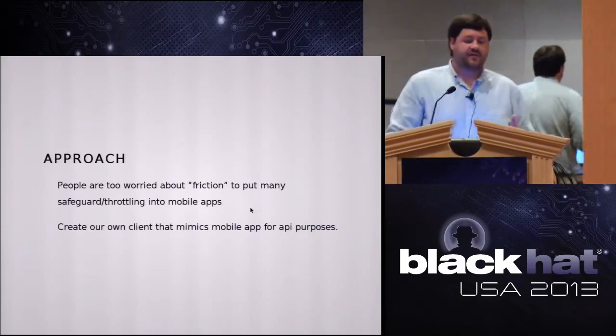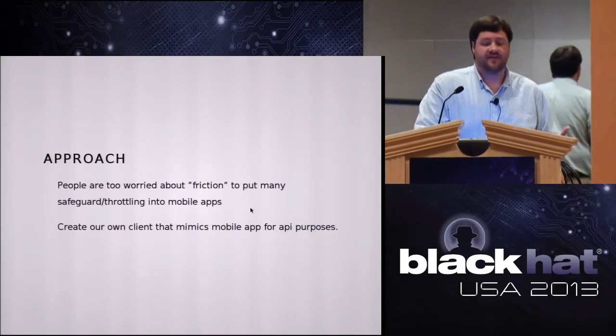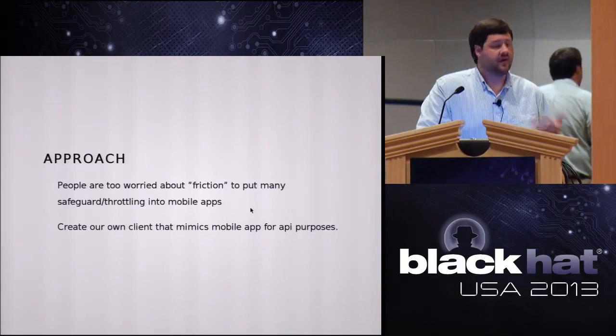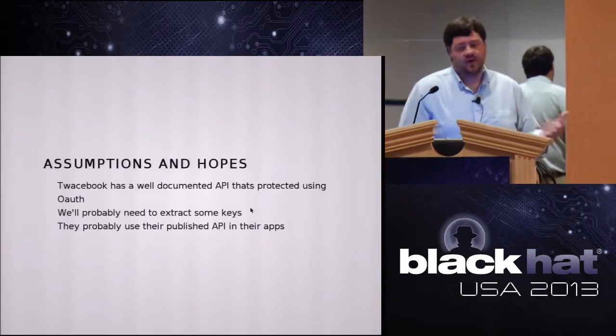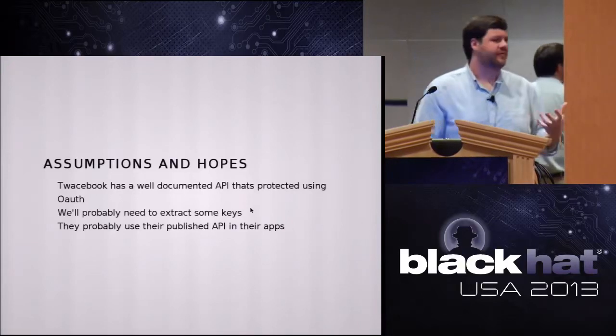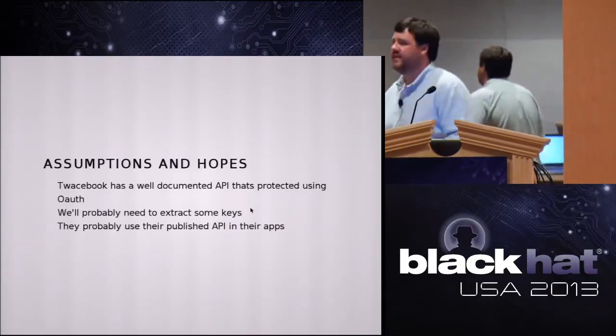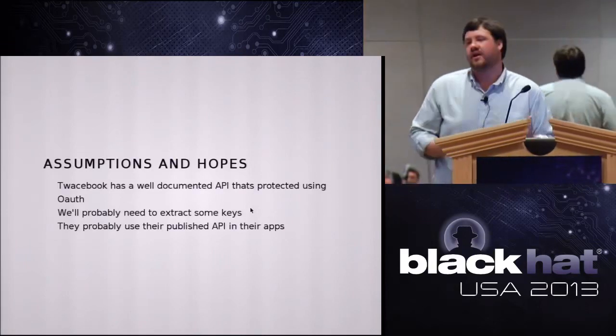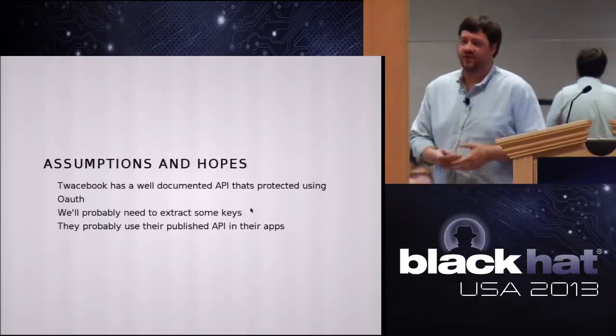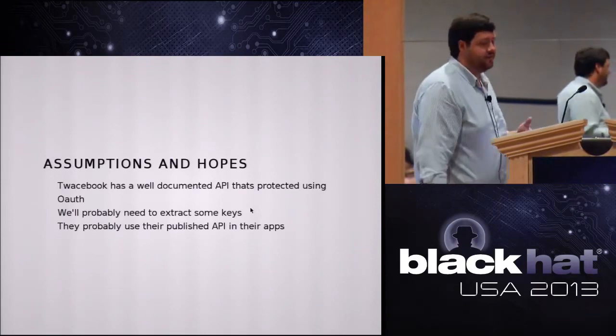We'll start with the assumption of creating our own client that mimics these calls that the mobile app is making and work from there. Some more assumptions. Well-documented API, we're going to assume they're probably using their same API. That's pretty standard these days: if you've developed a robust third-party API, you're probably dogfooding that a lot internally as well, so we'll work on that assumption.